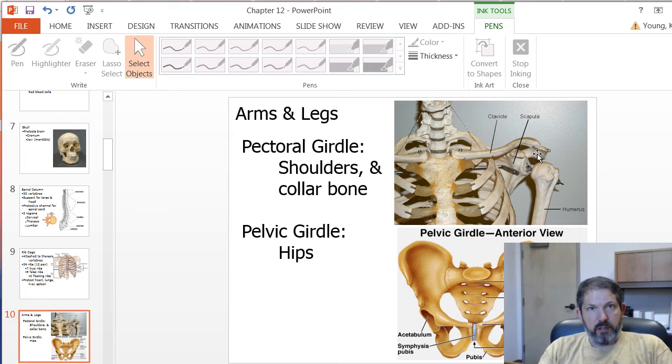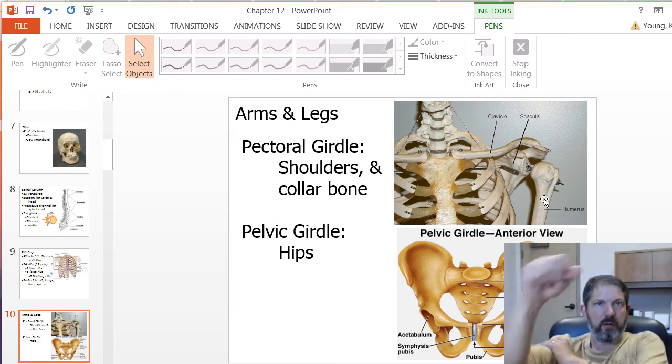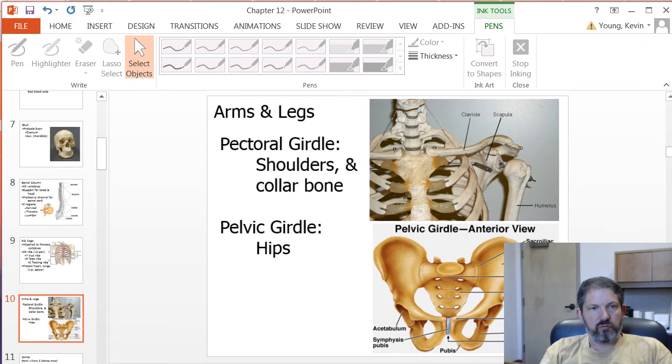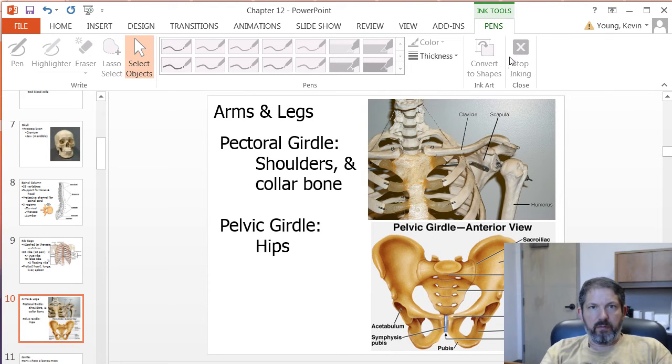Arms and legs are held on to the axis of the axial skeleton. We have now the appendicular, the appendages hanging on. So we have the clavicle or collarbone, and the scapula or the shoulder blade, helping hold the humerus, the arm bone there. Okay, so that's all part of it.